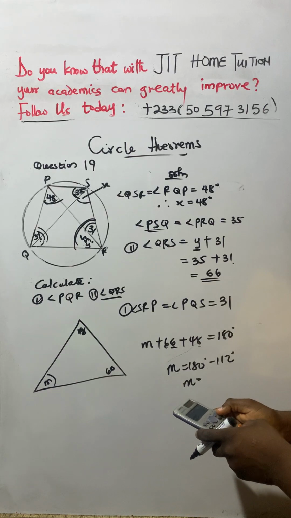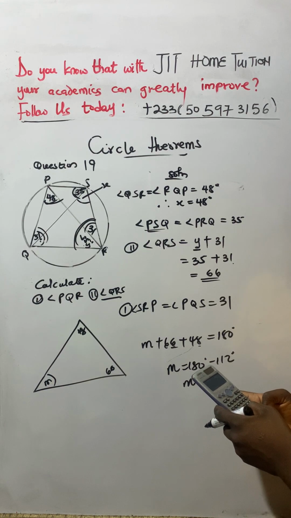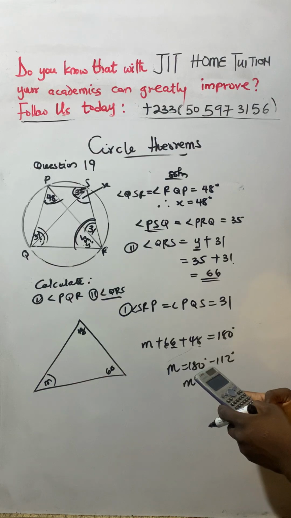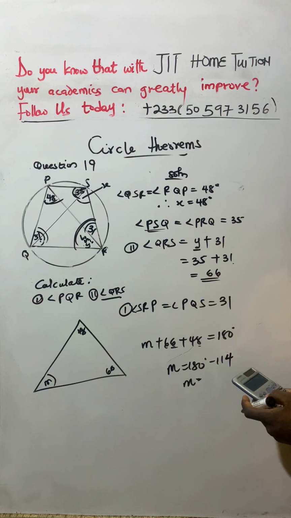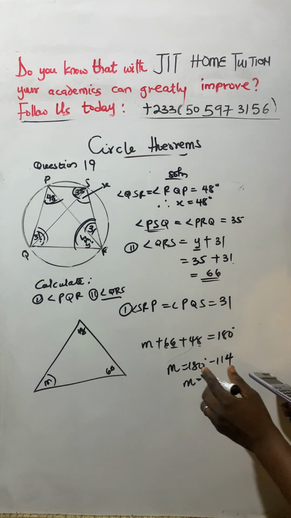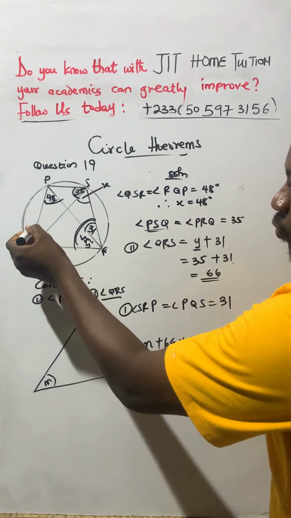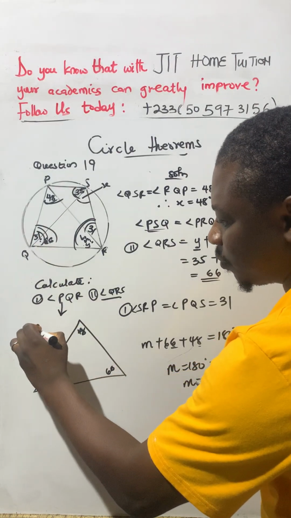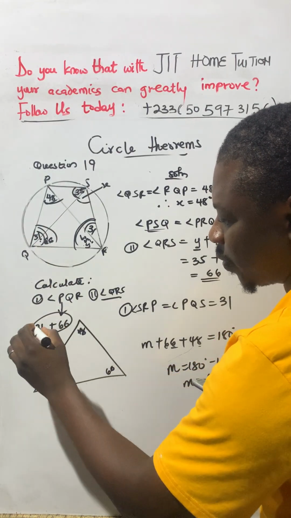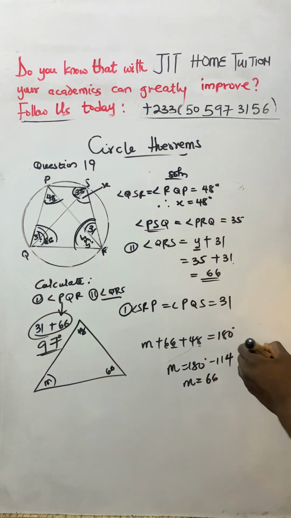Let me use the calculator. I want to be sure first. 66 plus 48. You see, yes, it's 114 rather. Minus 180, that will give us 66. So that means that this side is 66. So what do you do? If you want this angle, as the question has asked us to solve, that will become 31 plus the 66. And when you put them together, what do you have? 97. So that will be 97 degrees. And this is how you go about solving this question.